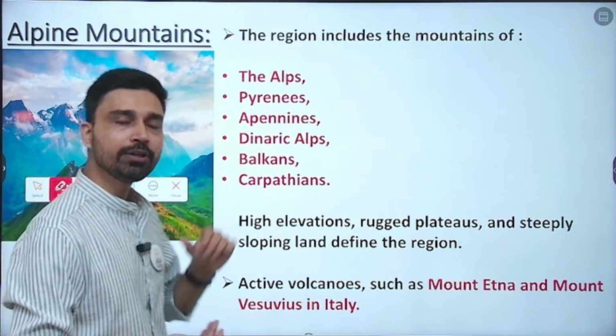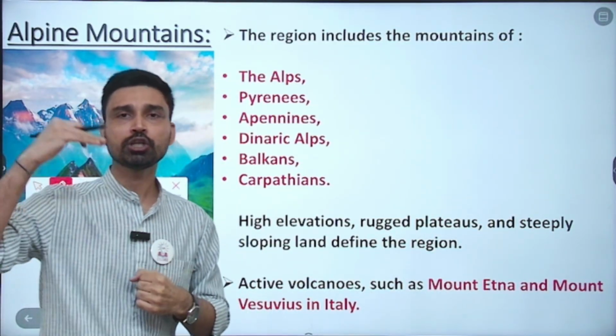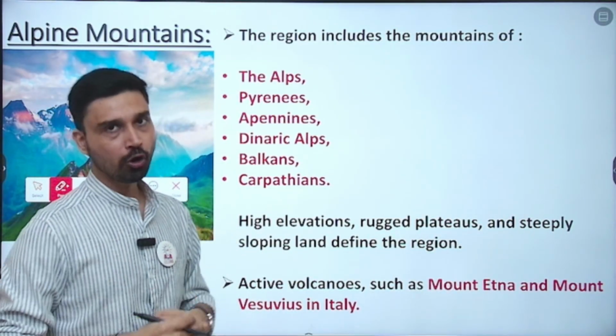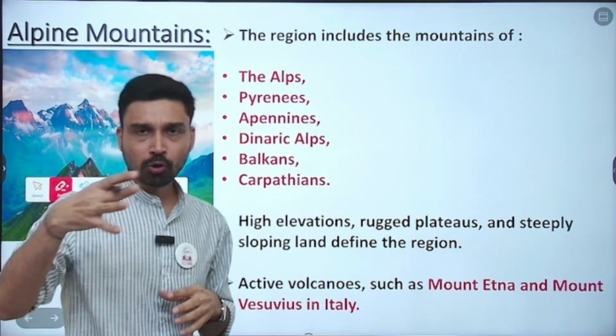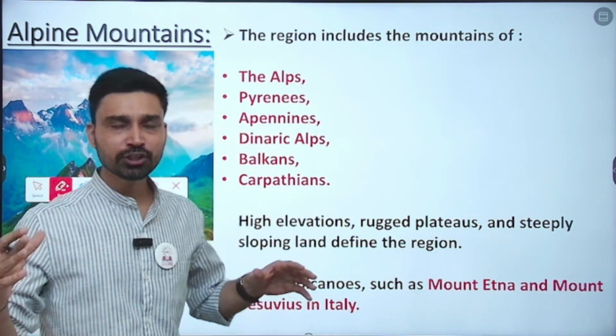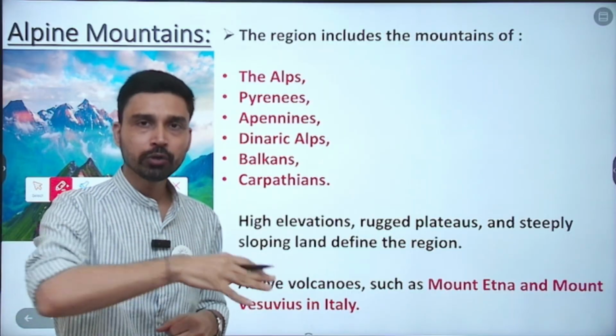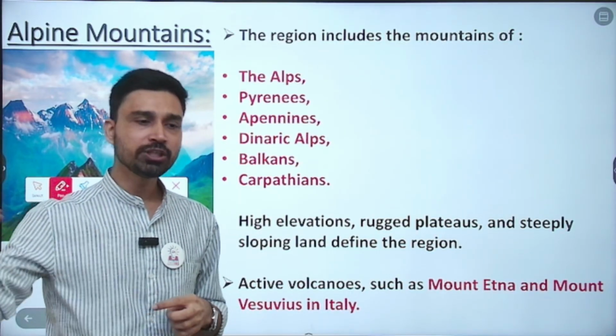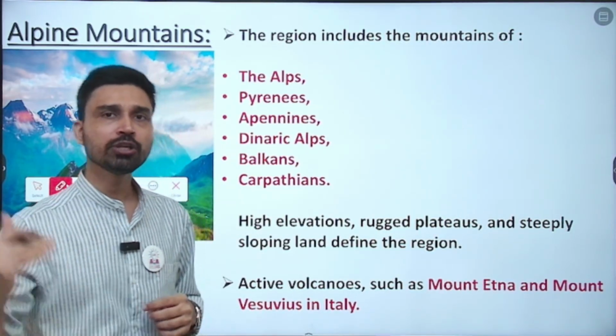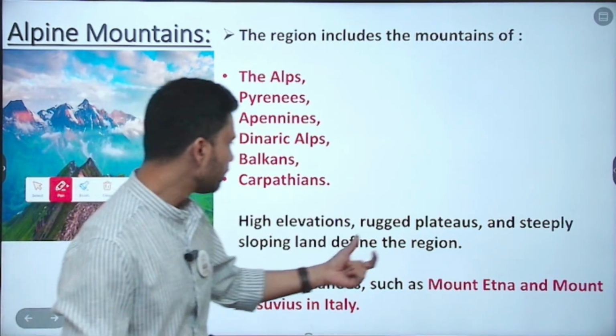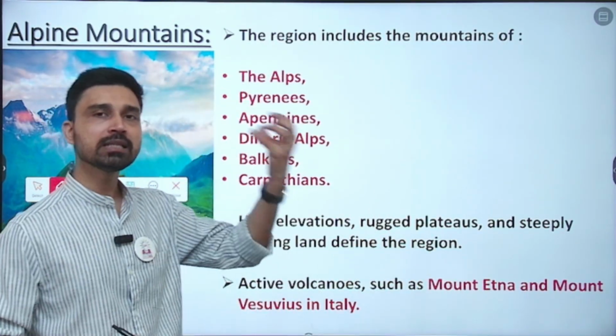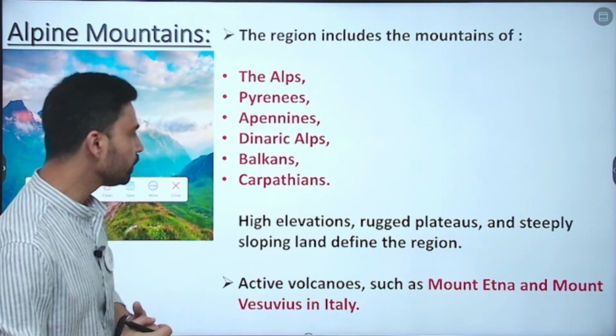The characteristic feature of these mountains is obviously elevation wise, these are the highest regions of the European continent. Plateaus you also find in between them, which is very rugged in nature. Rugged means they are not flat or uniform in structure, they have very zigzag kind of structures, sudden change in elevation and summit you would see here, plus steeply sloping land. So these are some characteristics that define the Alpine mountain.